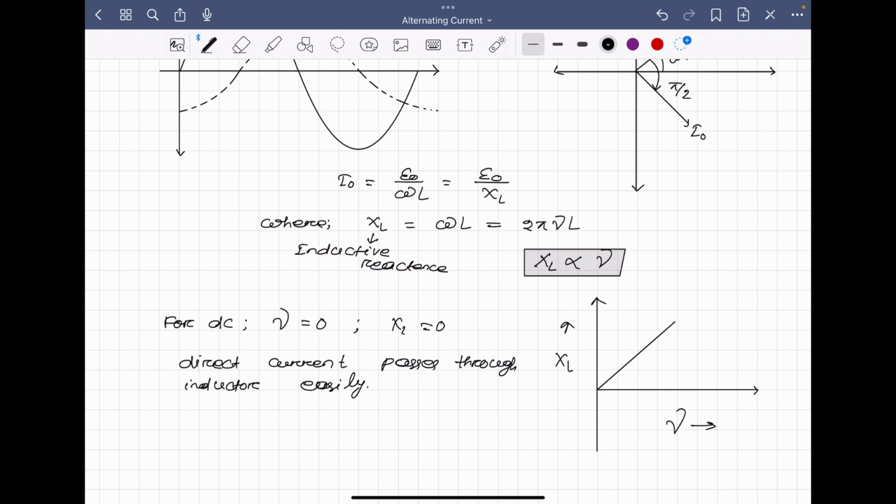Another thing, the unit of XL, you must know this. As we know, I equals E by R. The unit of resistance is ohm, so the unit of XL is also ohm. You got it? Then we have an AC circuit containing a capacitor only.